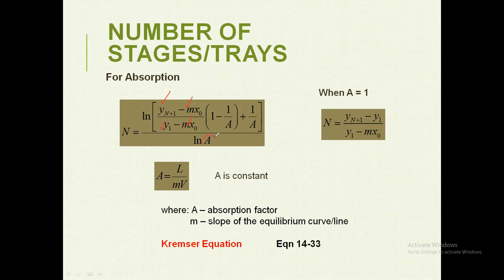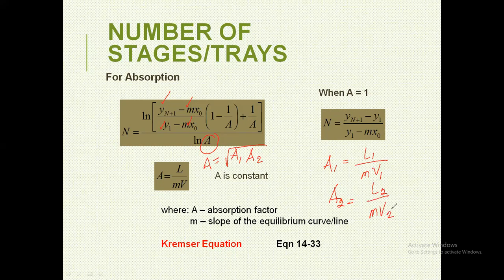This A is the geometric mean of, let's say, A1 and A2. So what you're going to do is get the geometric mean of the two. A1 will be the gas absorption factor at the bottom of the column, and A2 will be the gas absorption factor at the top of the column. So in terms of a formula for this one, A1 would be computed as L1 over MV1, and A2 is equal to L2 over MV2.